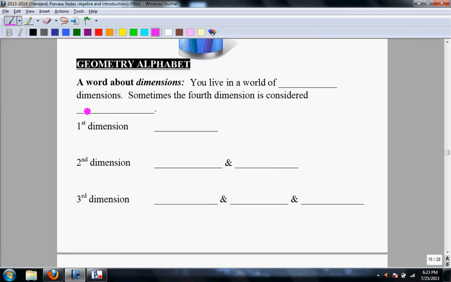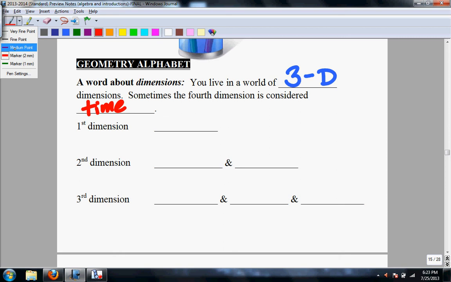We live in a world of 3 dimensions: length, width, height. Now in physics, you may learn about the 4th dimension, which is considered time, and some people theorize that the 5th dimension would be the spiritual or the unseen realm in which God inhabits. But for our uses and purposes, we're going to talk about a world of 3D, or 3 dimensions. Sometimes the 4th dimension is considered time. So let's just briefly recap these dimensions.